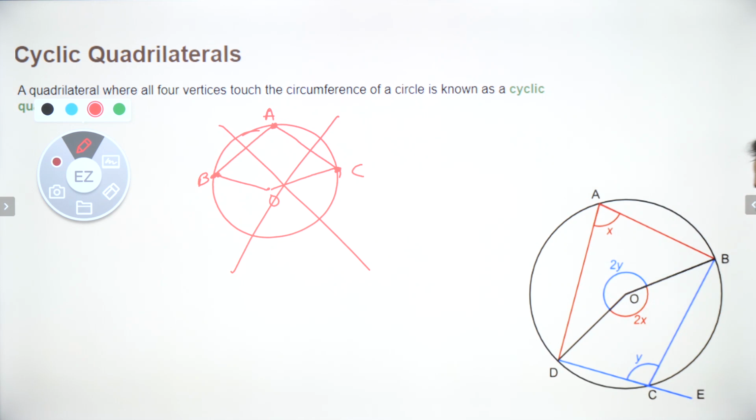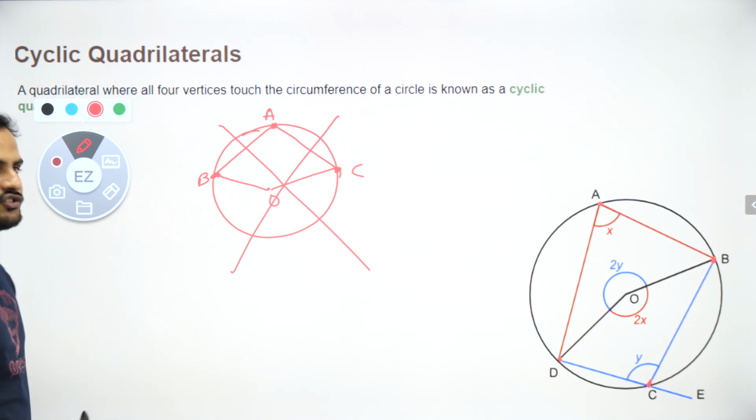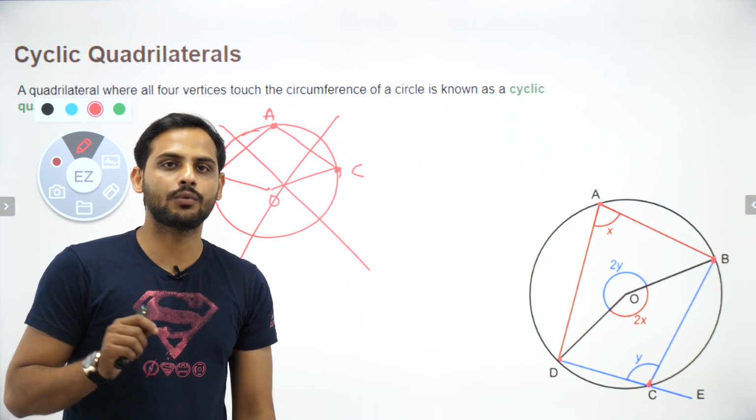In this case, if you see, A is on the circumference, B is also on the circumference, C is also on the circumference, and D is also on the circumference. That means all four vertices of the quadrilateral have to touch the circle. Then only it will be a cyclic quadrilateral.